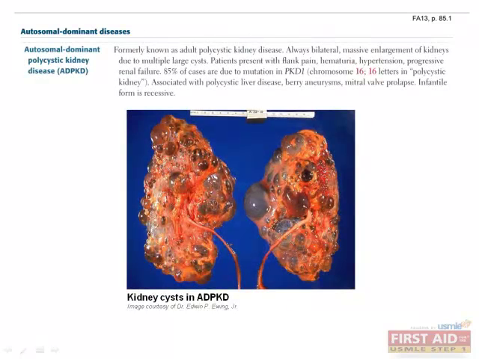Autosomal dominant polycystic kidney disease, or ADPKD, results in bilateral enlargement of the kidneys, with multiple cysts as you can see in this image. Patients present with flank pain, hematuria, hypertension, and progressive renal failure. Most cases are due to mutation in PKD1, and this is associated with polycystic liver disease, as well as berry aneurysms and mitral valve prolapse.